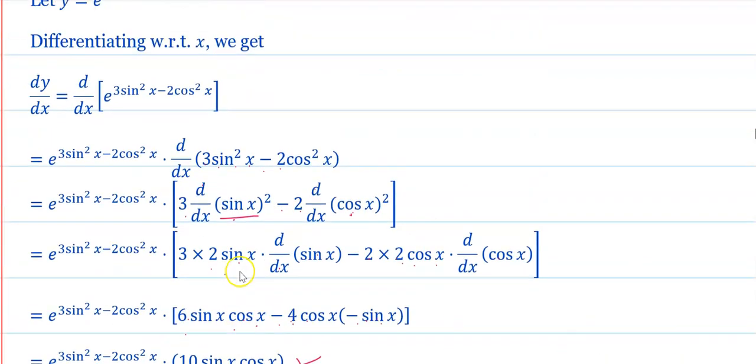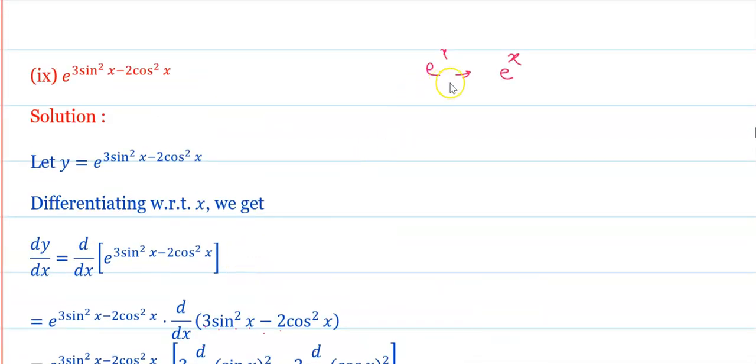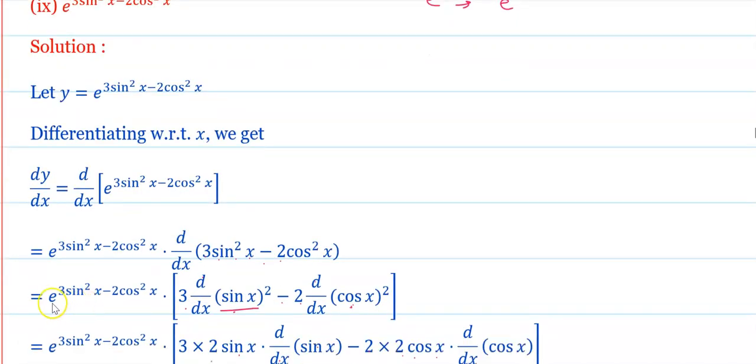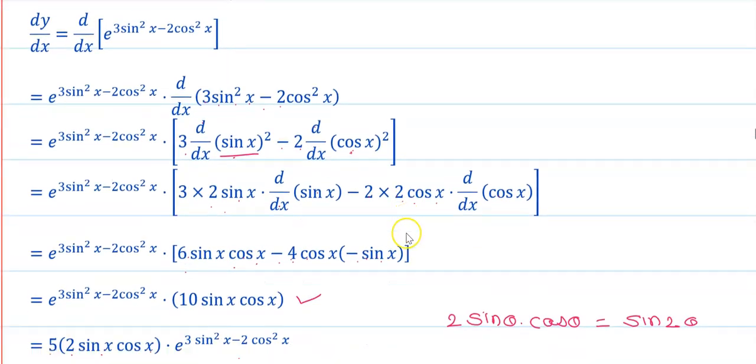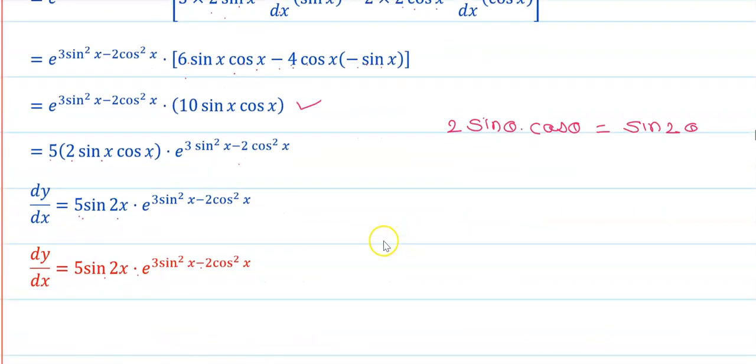Okay, पुन्हा तुम्ही इथे बघू शकताय. मेन फंक्शन काय तर e raised to x. e raised to x चा derivative e raised to x, and hence the derivative of e raised to 3 sin square x minus 2 cos square x is e raised to 3 sin square x minus 2 cos square x, again into the ddx of this quantity. Okay, then find out it. पुन्हा बघू शकताय तुम्ही.